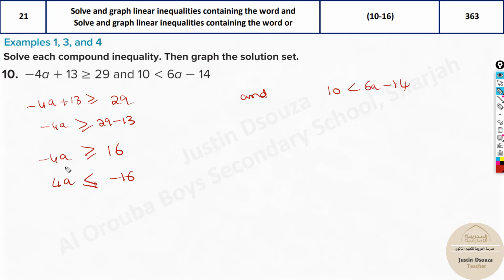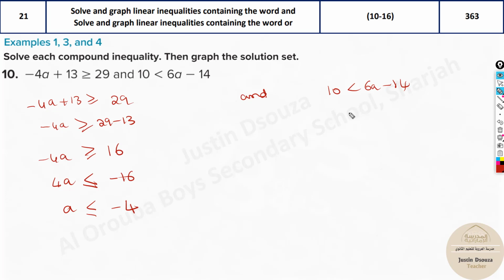You've done this before as well. You can change the sign of the inequality, but the inequality flips. It became 4a less than or equal to negative 16. A must be less than or equal to, take 4 to the other side, it will be negative 16 by 4, negative 4. This is one inequality.